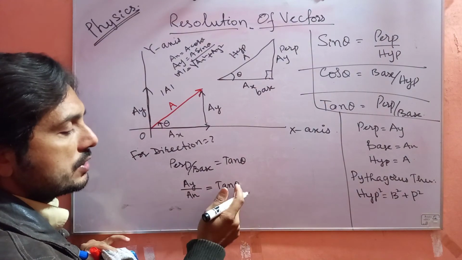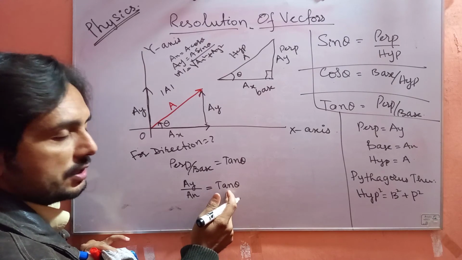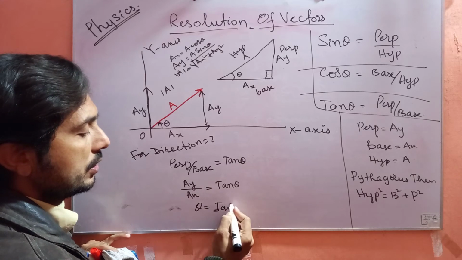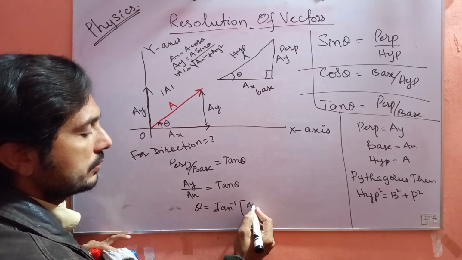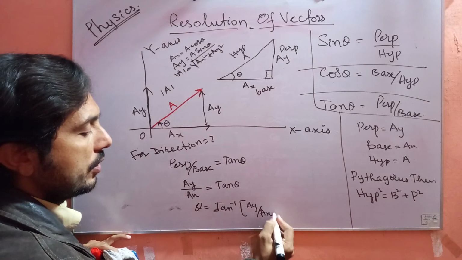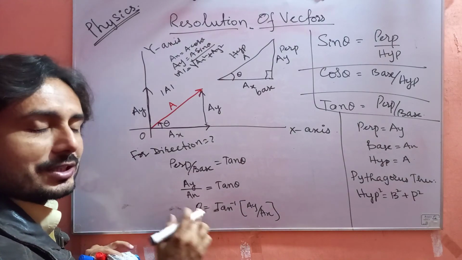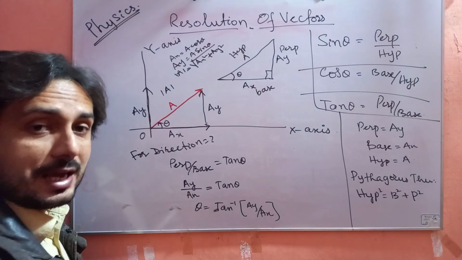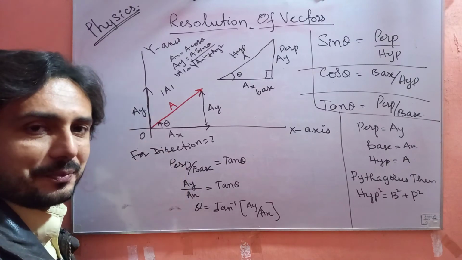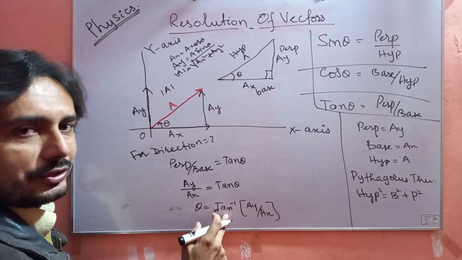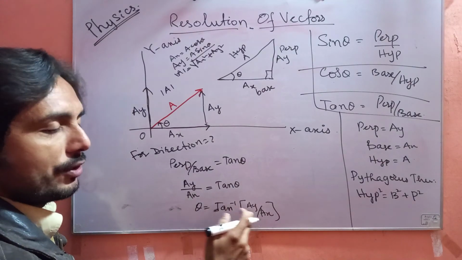Since we have to determine this theta and the tangent is not required here, this theta will be equal to tangent inverse of Ay upon Ax. So this is the formula to determine the direction of this vector. It is always equal to tangent inverse of Ay upon Ax.